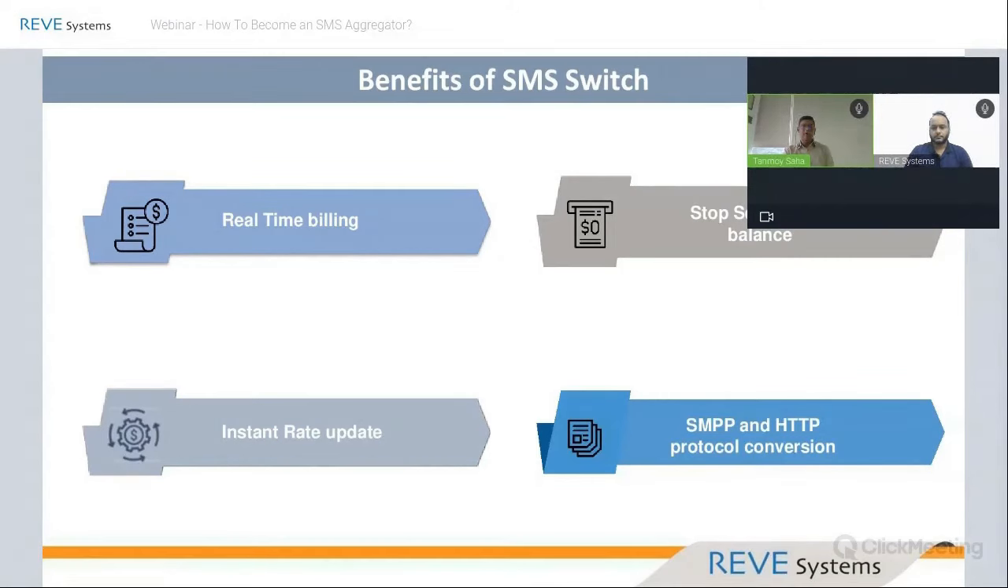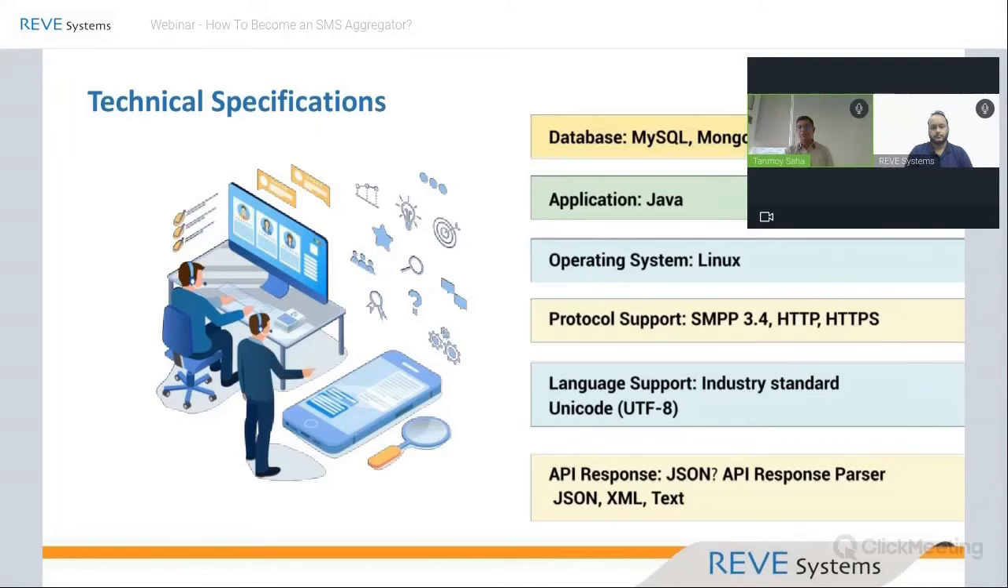Then, if you talk about the benefits of SMS Switch, we have already talked that real-time billing is a very important feature. As you are sending the SMS, you should be able to see the bills and the reports on a real-time basis. That will help a lot. Also, stopping service at zero balance is very important. Then you can run the prepaid business model, and having a postpaid model is also beneficial. And instant rate update is very important, that whenever you are updating the rate, the platform is able to update the rates instantly. And as I told you, the SMTP and HTTP protocol conversion is very important.